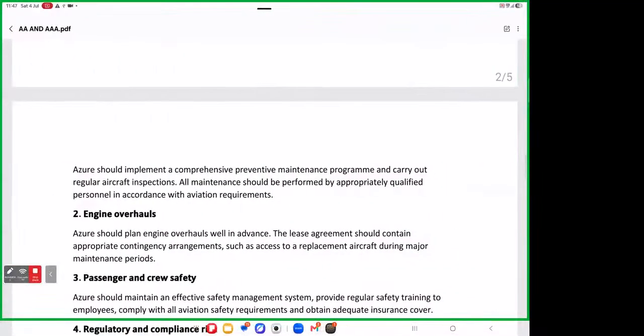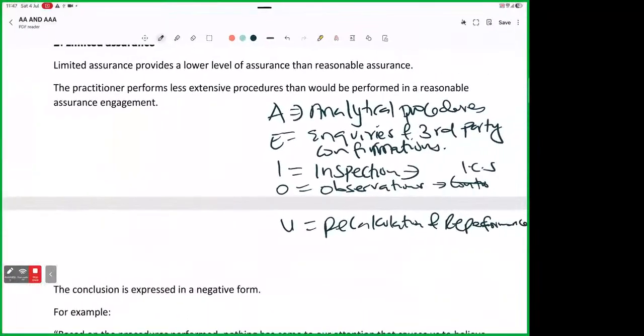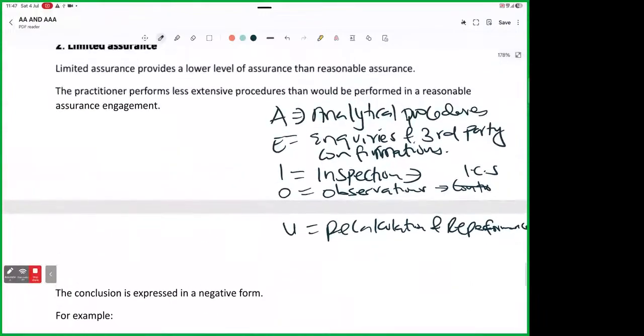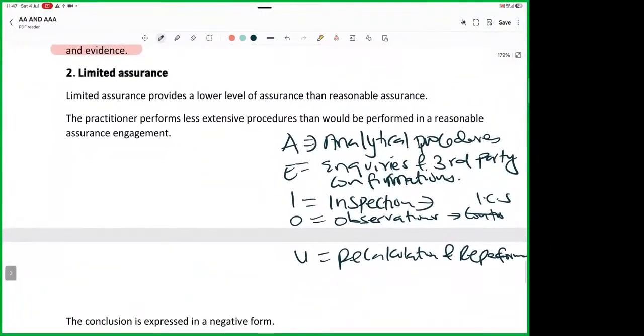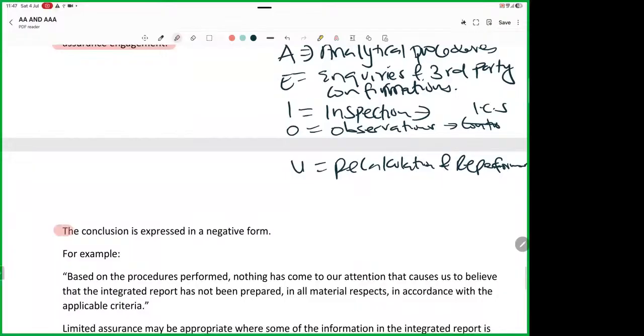All right. Now let's continue reading here, my great friends. So we are told here, ladies and gentlemen, the conclusion: limited assurance. Limited assurance provides a lower level of assurance than reasonable assurance. The practitioner performs less extensive procedures than would be performed in a reasonable assurance engagement. The conclusion is expressed in a negative form.